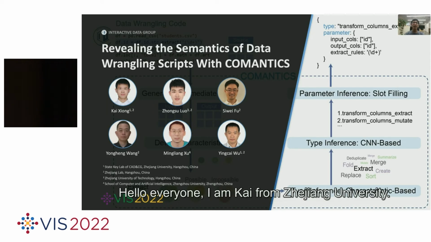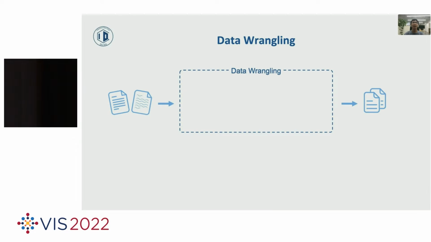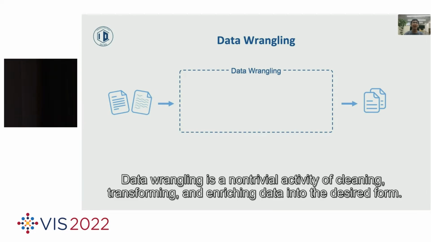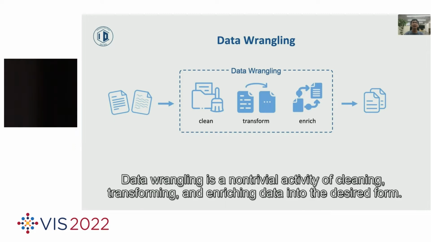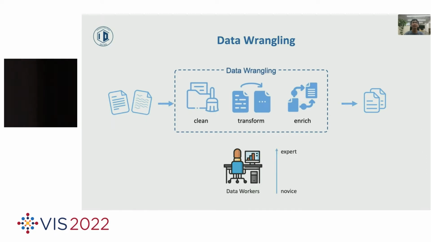Hello everyone, I'm Kai from Zhejiang University. Today, I will introduce the latest paper from our group, revealing the semantics of data wrangling scripts with Comantics. Data wrangling is a non-trivial activity of cleaning, transforming, and enriching data into a designed form. It has become a routine for data workers who carry out data analysis tasks with different levels of expertise.